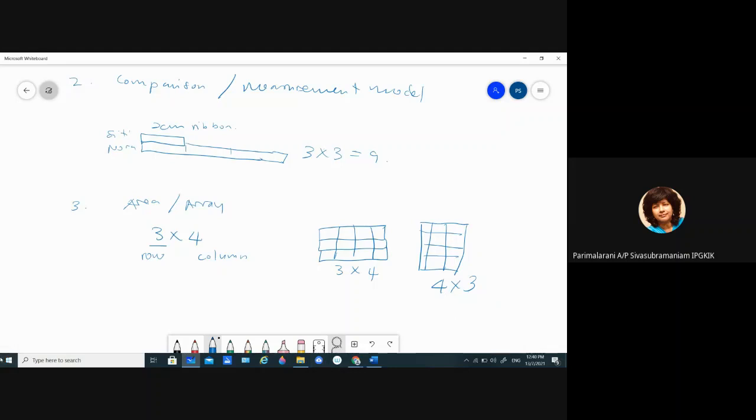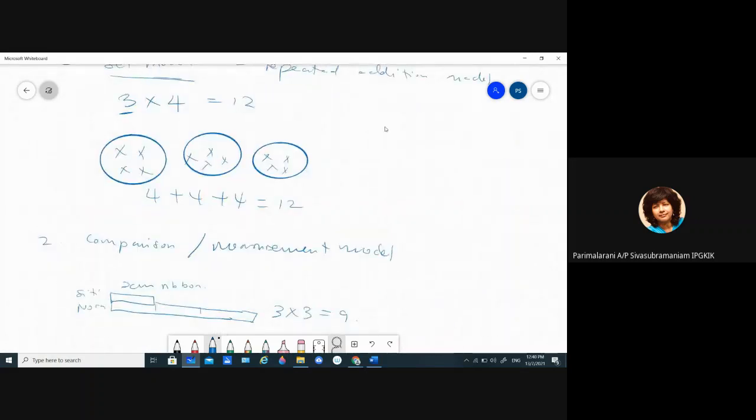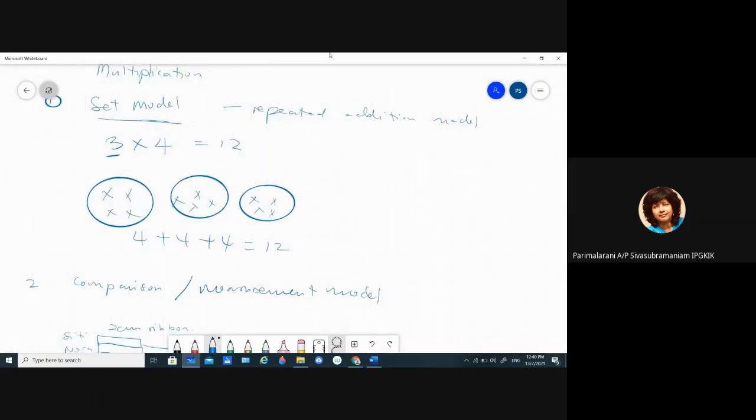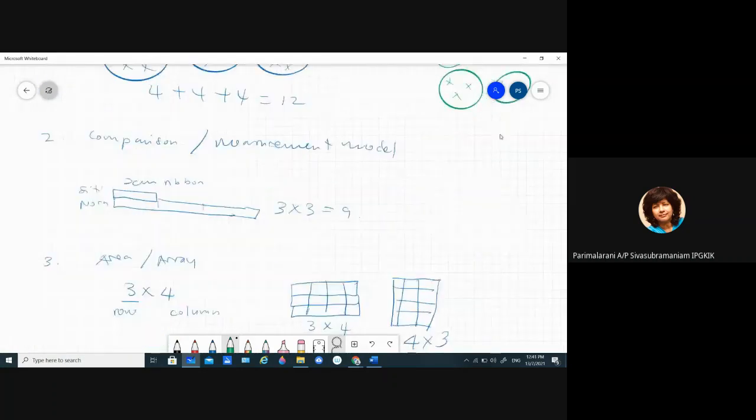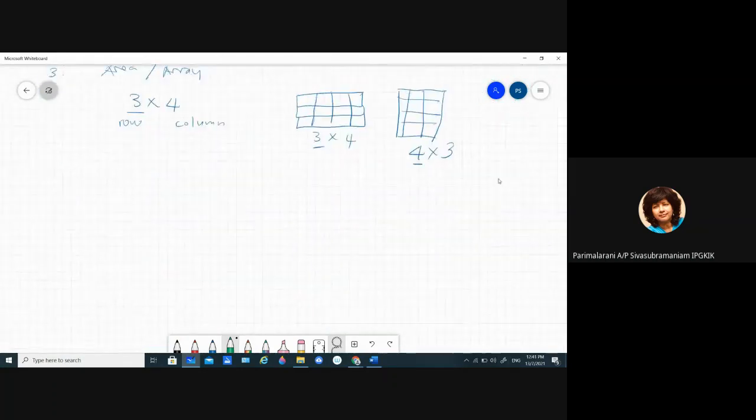The number in front is always the number of rows. Same with the set model: this is 3 times 4, or if you had 4 times 3, you have 4 groups, and each group has 3. So 3 times 4 and 4 times 3 have different meanings. You must understand that when you teach the model. So this is the array model.